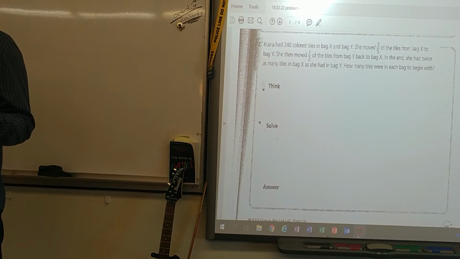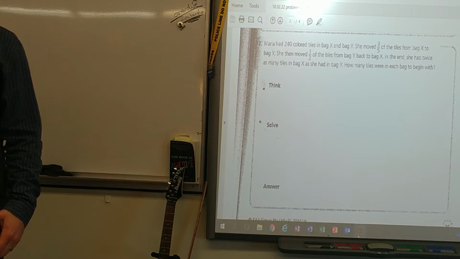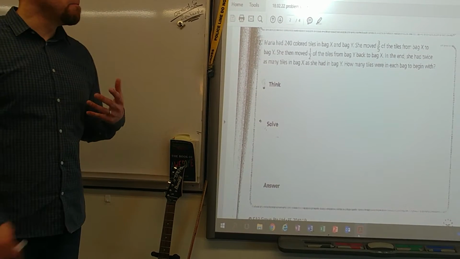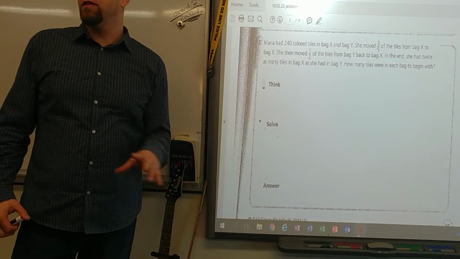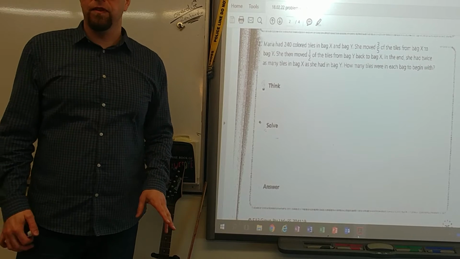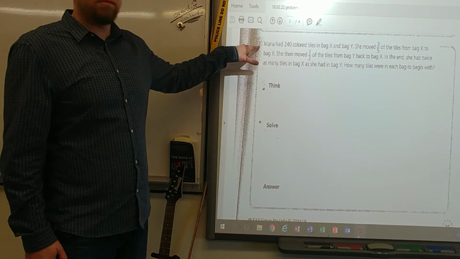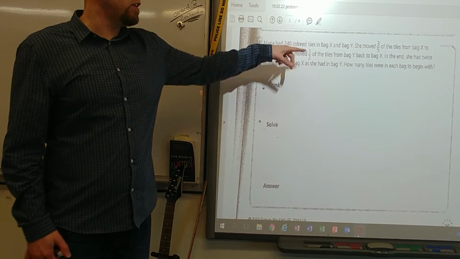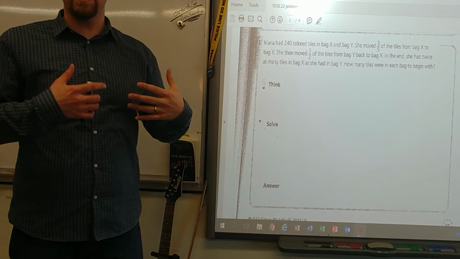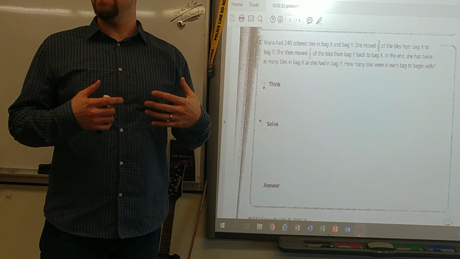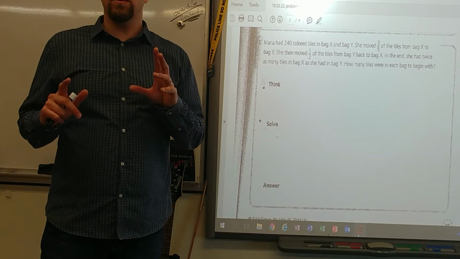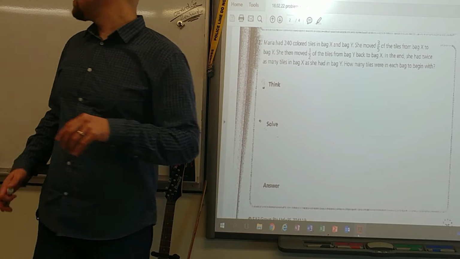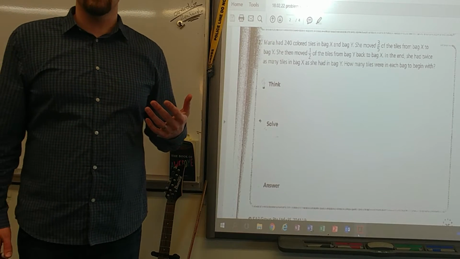We're working on set 7, working backwards in problem solving. We worked on this a couple of days, but these questions have really broken us. And I have to admit, when I got to this number 2, it said Maria had 240 colored tiles in 2 bags. It got me just a little bit. So I'm going to show you some quick examples that should hopefully help you out with this.